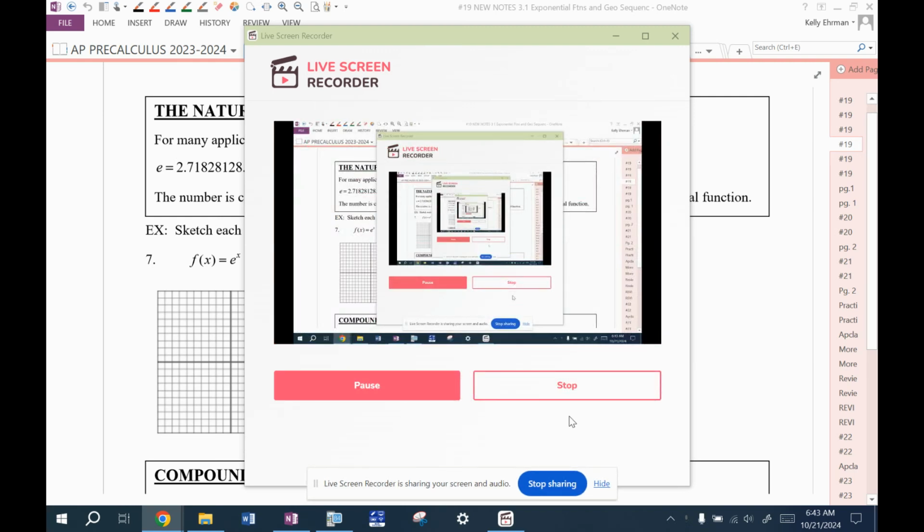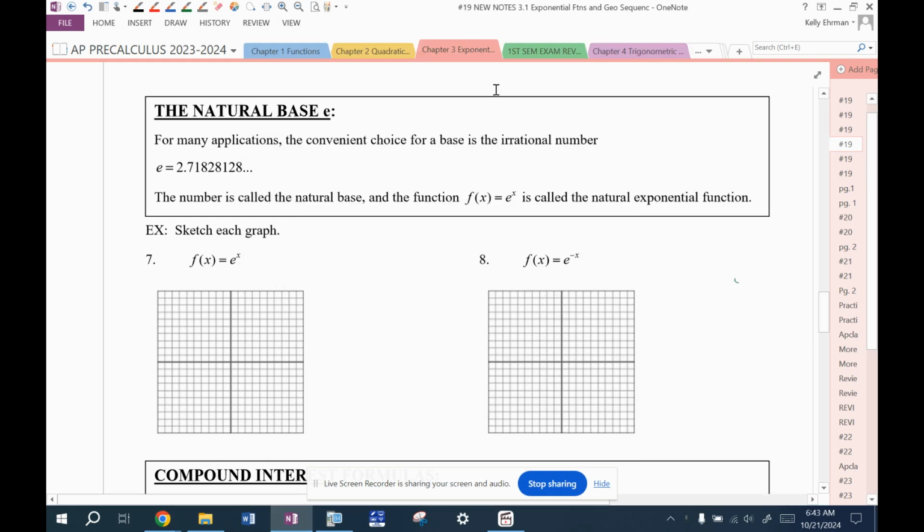All right, so we are continuing our 3.1 notes. We need a calculator for today's notes because we're going to be talking about the natural base number e. So for a lot of applications, the convenient choice for a base is the irrational number e. And e is about 2.718, but it does continue on 281, 281, 281.